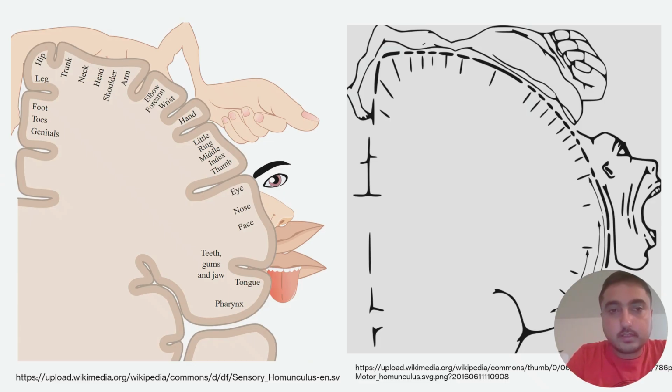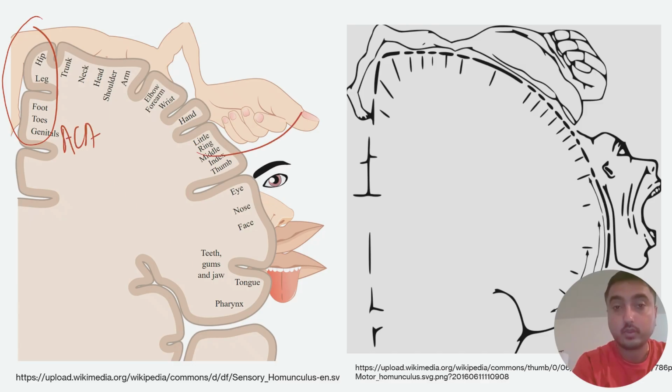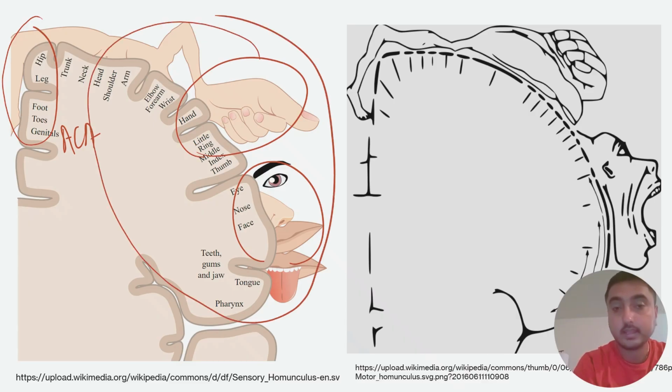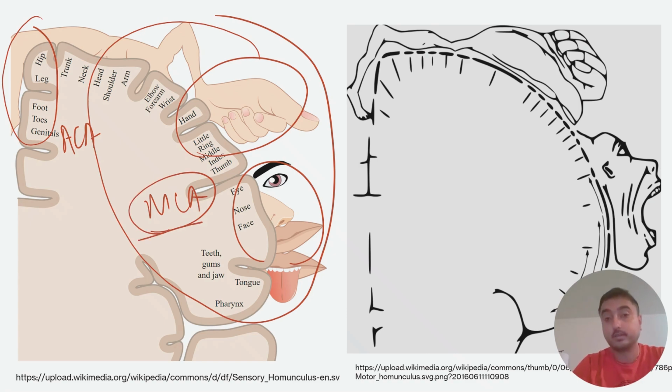This photo shows the sensory and the motor homunculus. Homunculus basically means where the different areas of the body are represented in the cerebral cortex. As you see over here, the legs are represented on the medial side, which is supplied by the anterior cerebral artery, whereas the upper limbs and the face are represented on the lateral side, supplied by the middle cerebral artery. So in MCA stroke, we basically have the involvement of the upper limbs and the face.